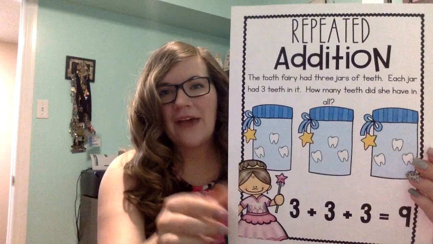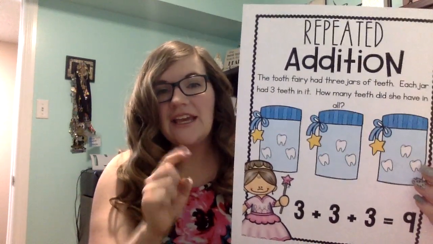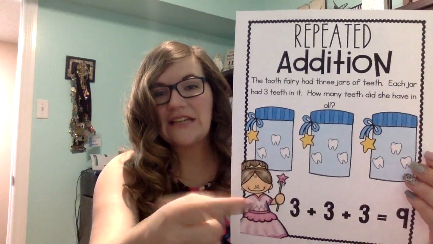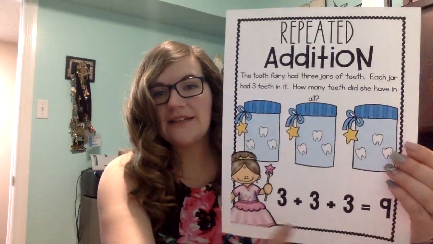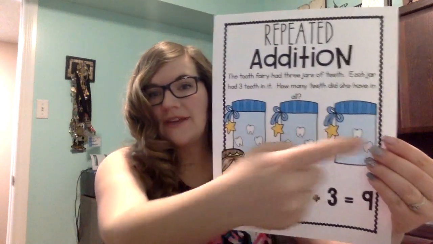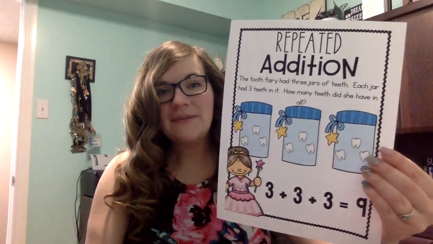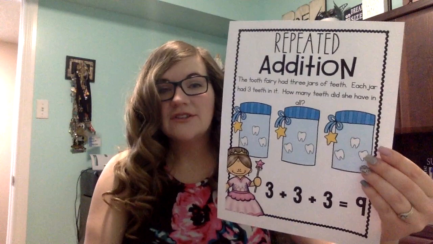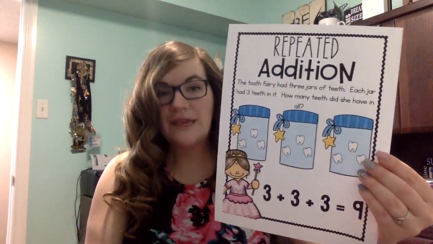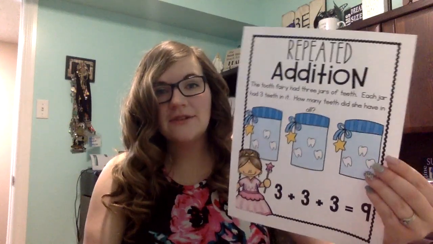So this is when we have something like the Tooth Fairy, and she has 3 jars of teeth. Each jar has 3 teeth in it. So we can use a skill like repeated addition to tell us what the answer is. So there's 3 plus 3 plus 3, and that answer is 9. We talked about how that times symbol means groups of. So with this example, we would have 3 groups of 3, and we would write that as 3 times 3 equals 9.